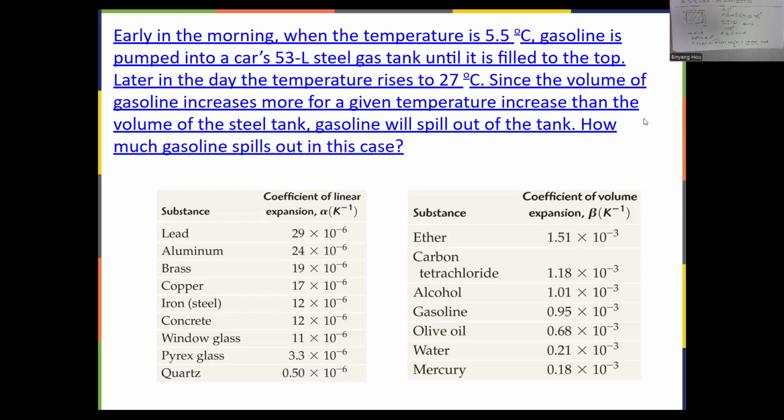So this one does not necessarily refer to your, well, let's put it this way. This one is assuming that you're not driving, you're not consuming any gas. Okay, so in that case, it might spill out a little.